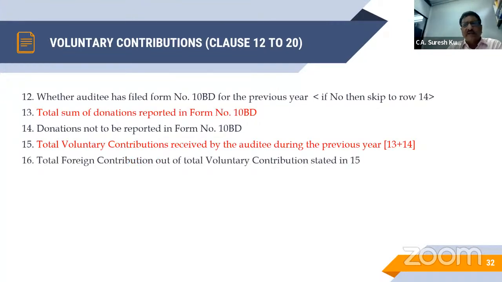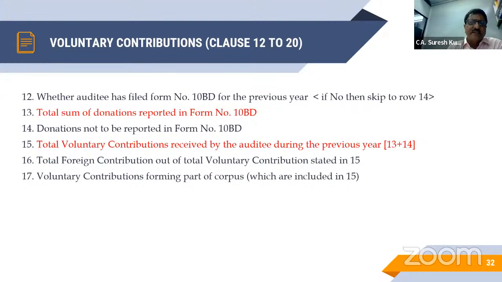Now they are again asking for a bifurcation of the total voluntary contribution. By point number 16, they want the total foreign contribution out of the total voluntary contribution, out of 15. Out of 15, what is the total amount of foreign contribution? Again, they are asking, out of 15, what is the amount towards corpus? That means 15 is the total contribution.